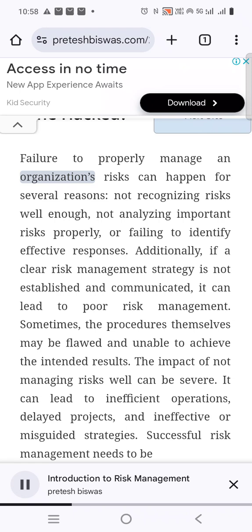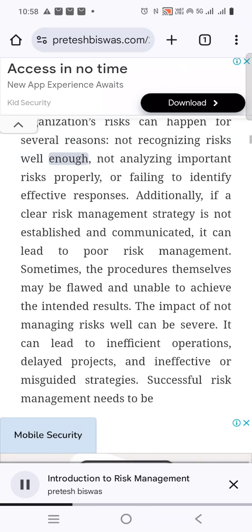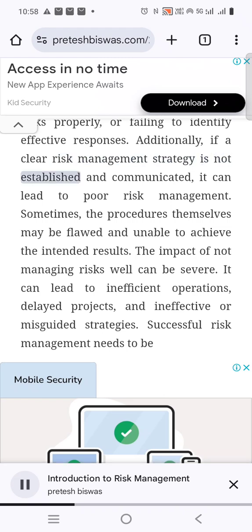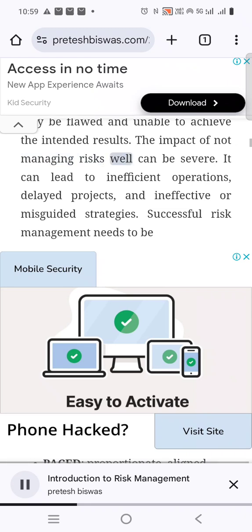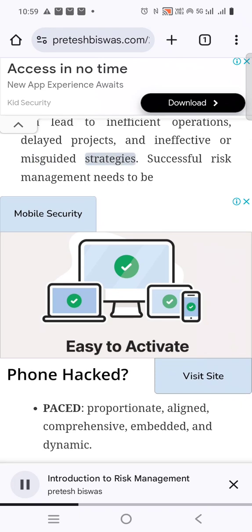Failure to properly manage an organization's risks can happen for several reasons: not recognizing risks well enough, not analyzing important risks properly, or failing to identify effective responses. Additionally, if a clear risk management strategy is not established and communicated, it can lead to poor risk management. Sometimes, the procedures themselves may be flawed and unable to achieve the intended results. The impact of not managing risks well can be severe. It can lead to inefficient operations, delayed projects, and ineffective or misguided strategies.